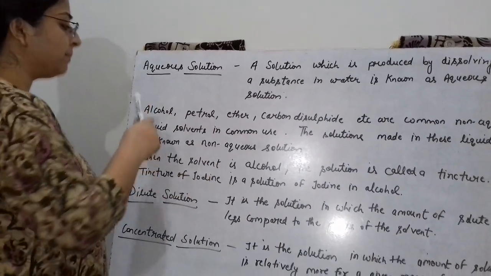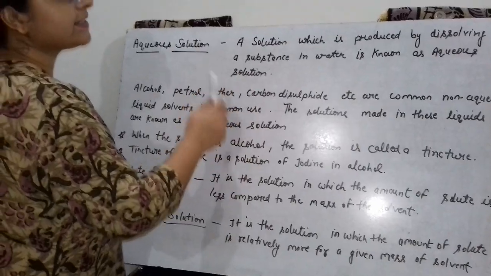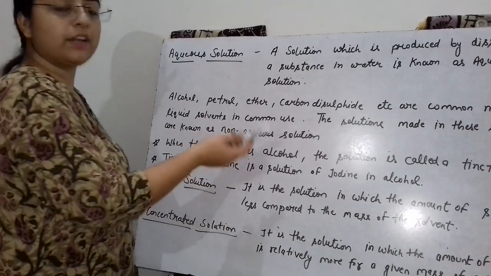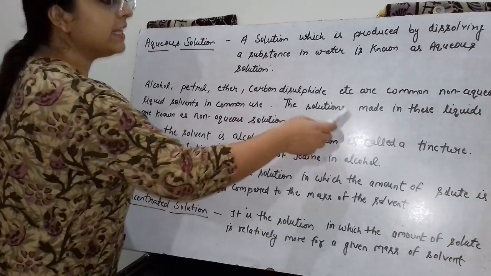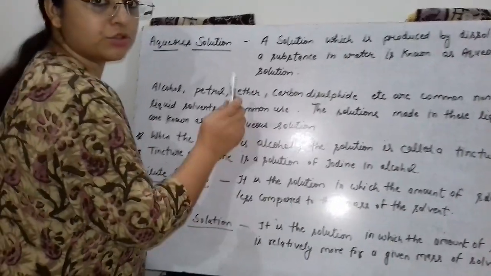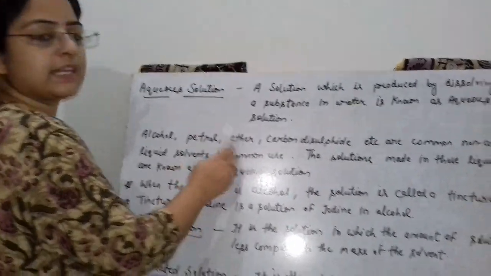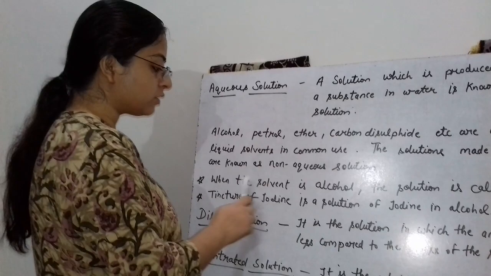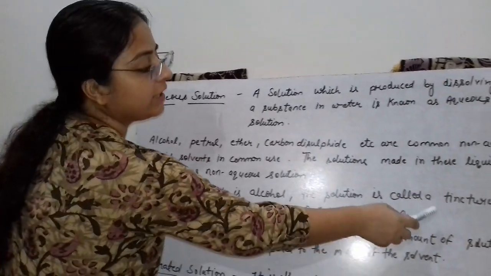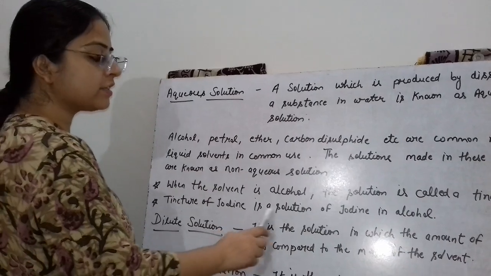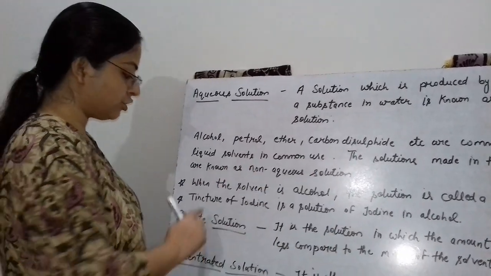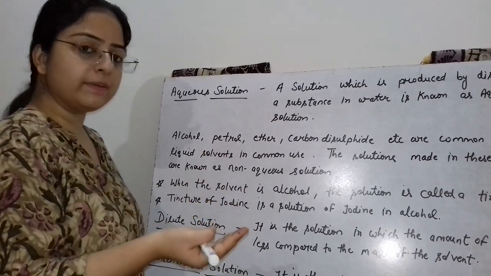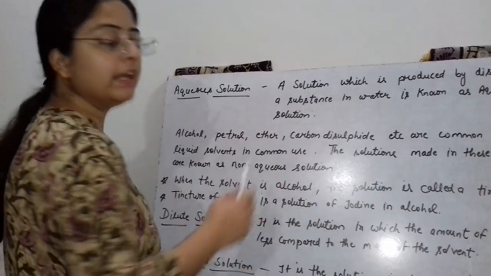Some other solvents can be alcohol, petrol, ether, carbon disulfide, etc. These are some other non-aqueous liquid solvents which are in common use. And the solutions made in these liquids are known as non-aqueous solutions. Now when the solvent is alcohol, then the solution is called a tincture. Tincture of iodine is a solution of iodine in alcohol. It means alcohol is the solvent and iodine is the solute here.